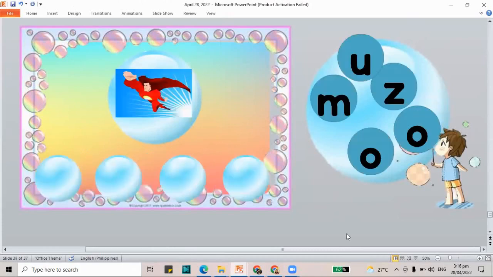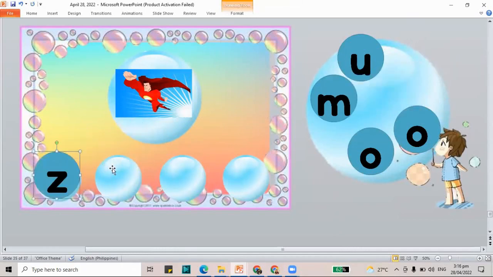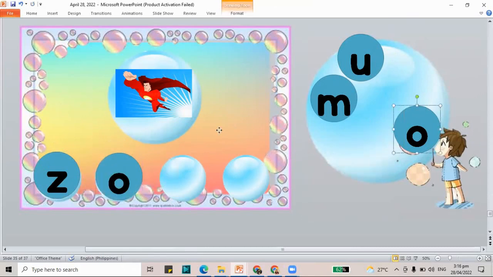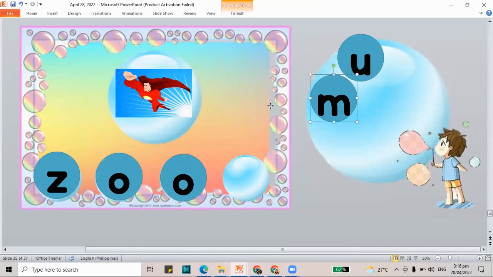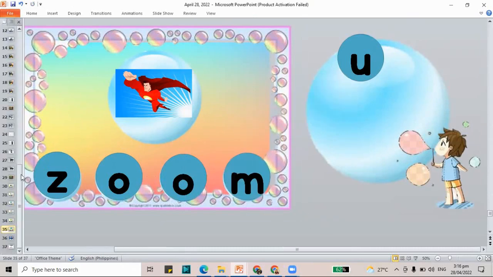Let's jump to another one. The superhero needs to be fast. He needs to zoom. We have Z first. Next, long O sound. It's oo sound, letter O. Zoom. And M sound at the end. That is zoom.